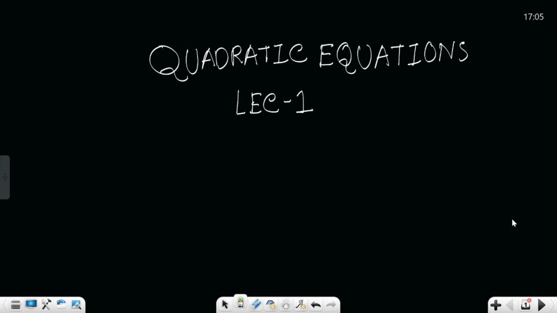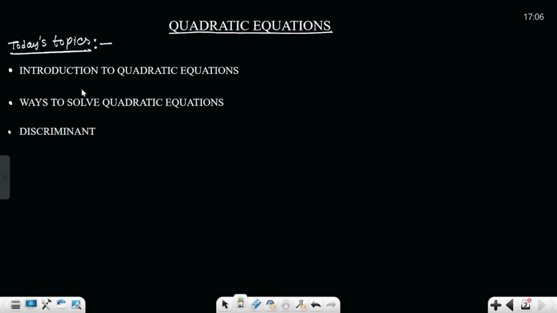Today we're going to start quadratic equations lecture number 1. This is an important chapter for class 10 and class 11 and JEE also. So we will start from the very basics of this chapter and go to advanced. Okay, so let's start. Today we're going to cover these topics: introduction to quadratic equations, ways to solve quadratic equations, and discriminant, or you can say nature of roots. The last topic is nature of roots, you can say that.